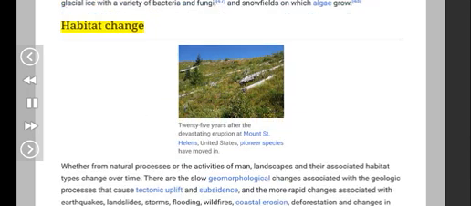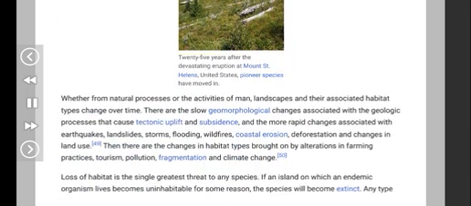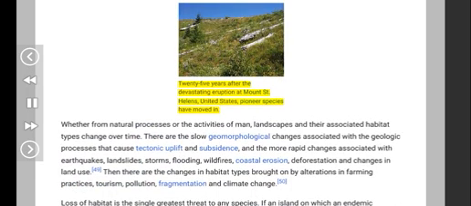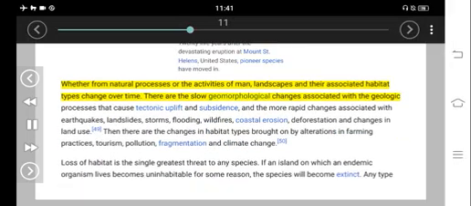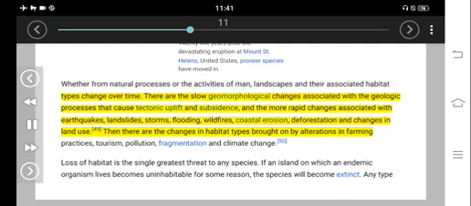Habitat change. 25 years after the devastating eruption at Mount St. Helens, United States, pioneer species have moved in. Whether from natural processes or the activities of man, landscapes and their associated habitat types change over time. There are the slow geomorphological changes associated with the geologic processes that cause tectonic uplift and subsidence, and the more rapid changes associated with earthquakes, landslides, storms, flooding, wildfires, coastal erosion, deforestation and changes in land use.